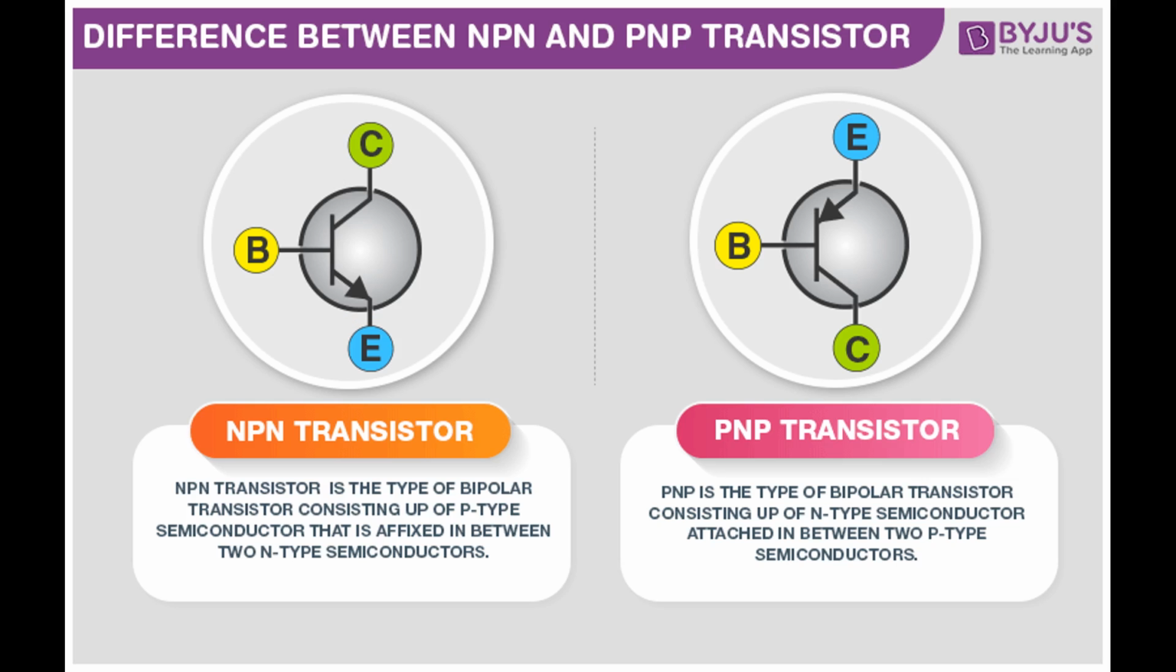Gas sensors. Gas sensors based on metal oxide semiconductor (MOS) technology use transistors to detect specific gases in environmental monitoring and safety systems. Motion sensors. Passive infrared (PIR) motion sensors, often used in security and lighting systems, employ transistors for signal processing and control.